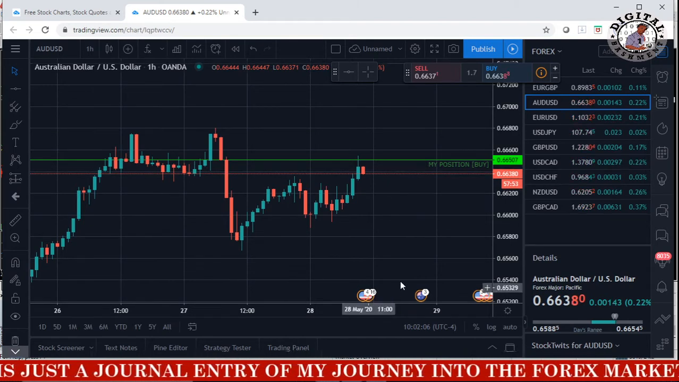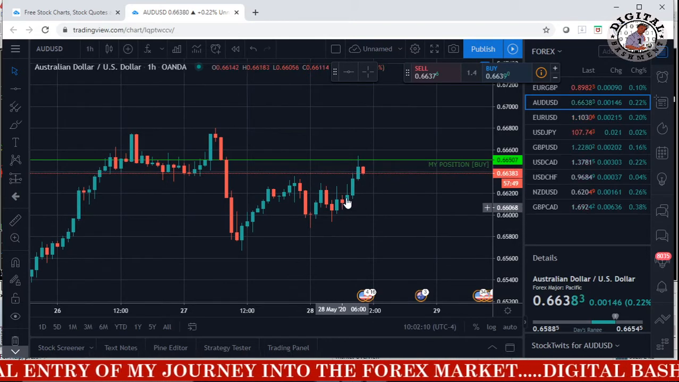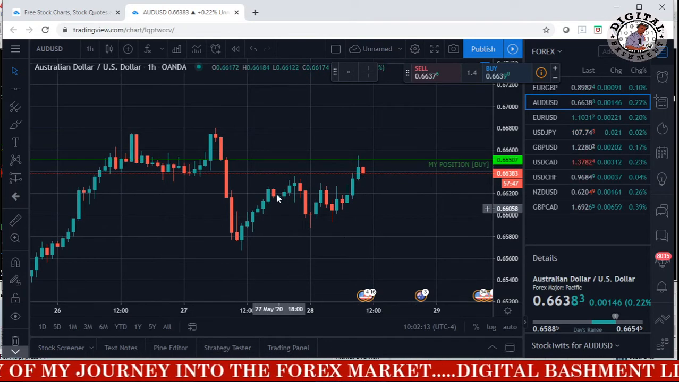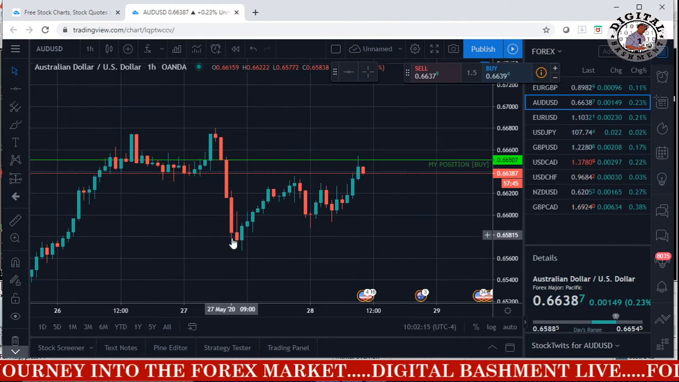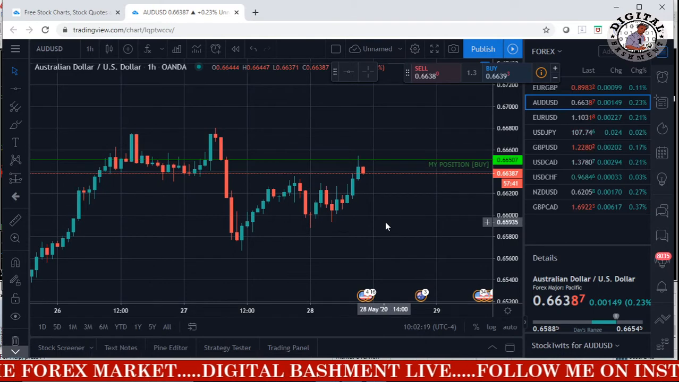So this red candle, this is about to form here, depending on how low it goes, I could blow my account. If I get something like this happening, definitely blow my account.